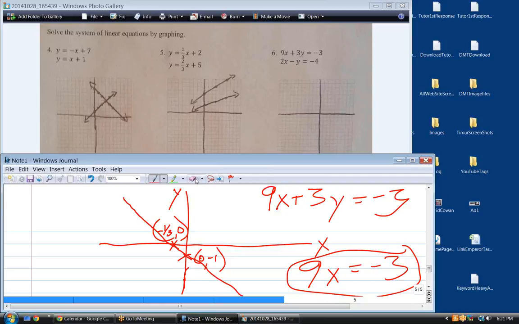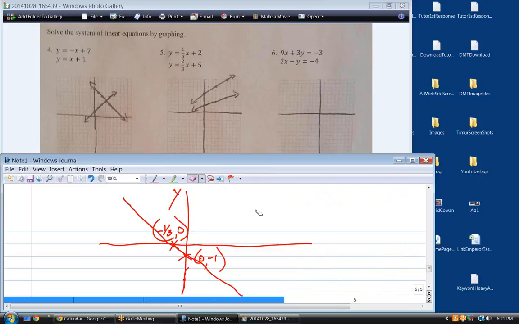So let's do the same process on the second function. 2x minus y equals -4. Tell me what the y-intercept is. Okay, so you'd replace x with 0. So 2 times 0 is 0. So it'd be y equals -4.